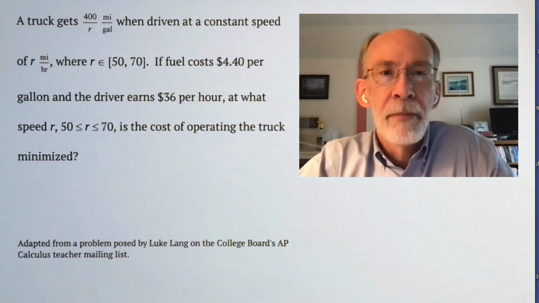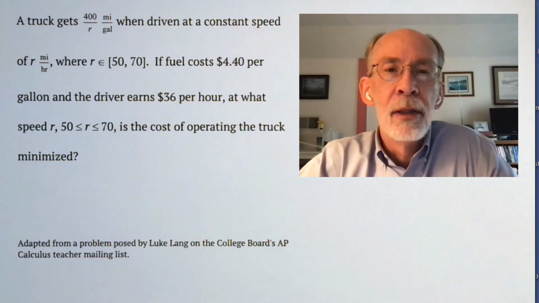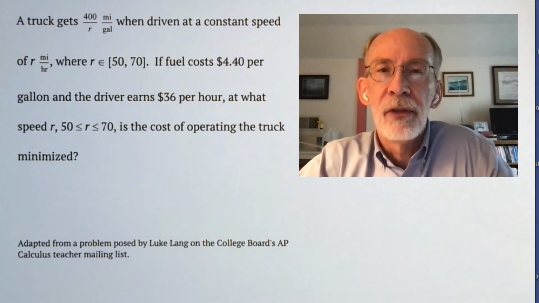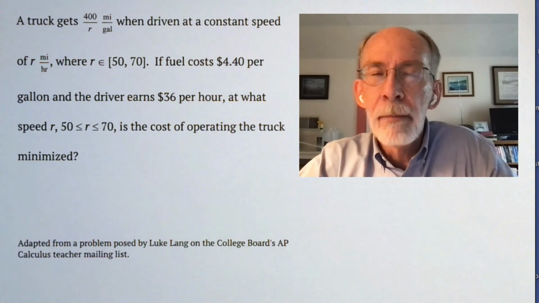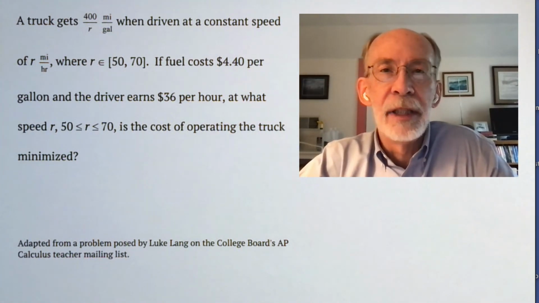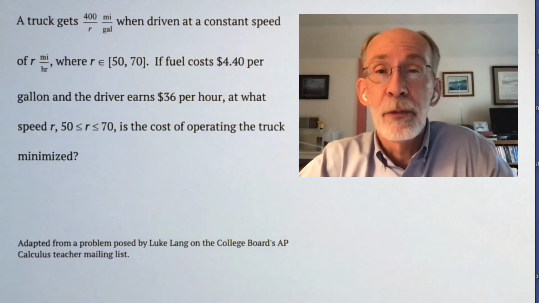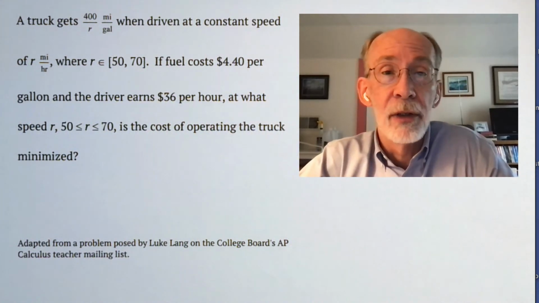It goes like this. A truck gets 400 over R miles per gallon when driven at a constant speed of R miles per hour, where R is on the closed interval 50 to 70. I don't know whether this is, strictly speaking, a realistic function form, but I know that there is a lot of evidence that vehicles of all kinds over this interval tend to get worse mileage the faster they go. And this at least captures that since it's a decreasing function.